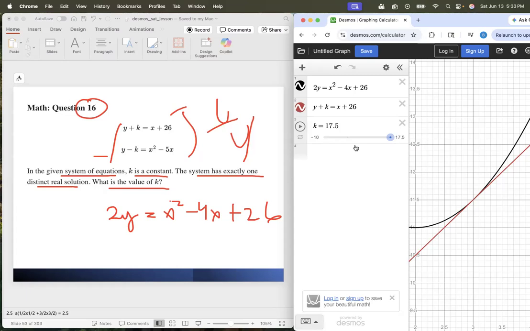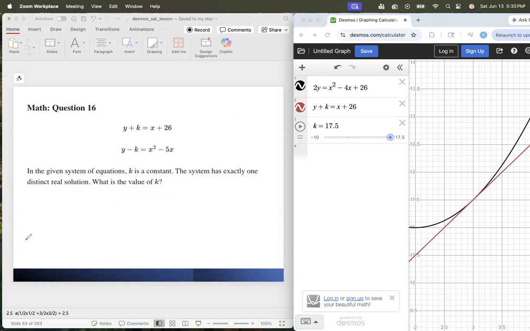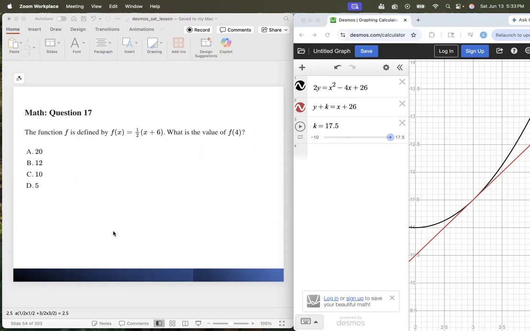You can try any way you want, but this is the easy way to solve the function, as usual. Trying to master this concept in the easy way. Number 17, the function f is defined by that. What is the value of f of 4? If you put this in Desmos, I don't know, come on. F of 4, if I put 4 here, this is 10. Half times 10 is 5, right? I don't think you need Desmos for that. You yourself know, right? Straightforward.